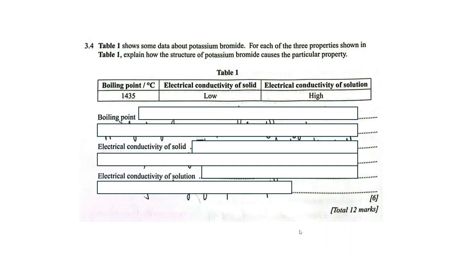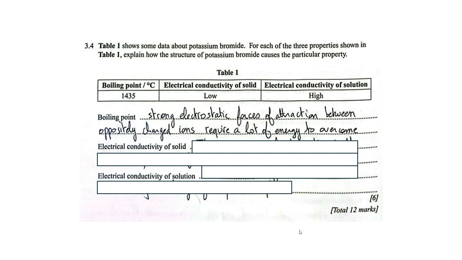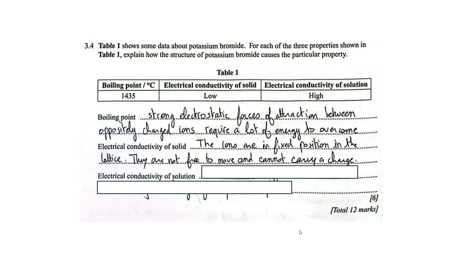Table 1 shows some data about potassium bromide. For each of the 3 properties shown in Table 1, explain how the structure of potassium bromide causes the particular property. It has a very high boiling point because it has strong electrostatic forces of attraction between oppositely charged ions, which require a lot of energy to overcome. It has low electrical conductivity as a solid, because the ions are in fixed positions in the lattice. They are not free to move and cannot carry a charge.